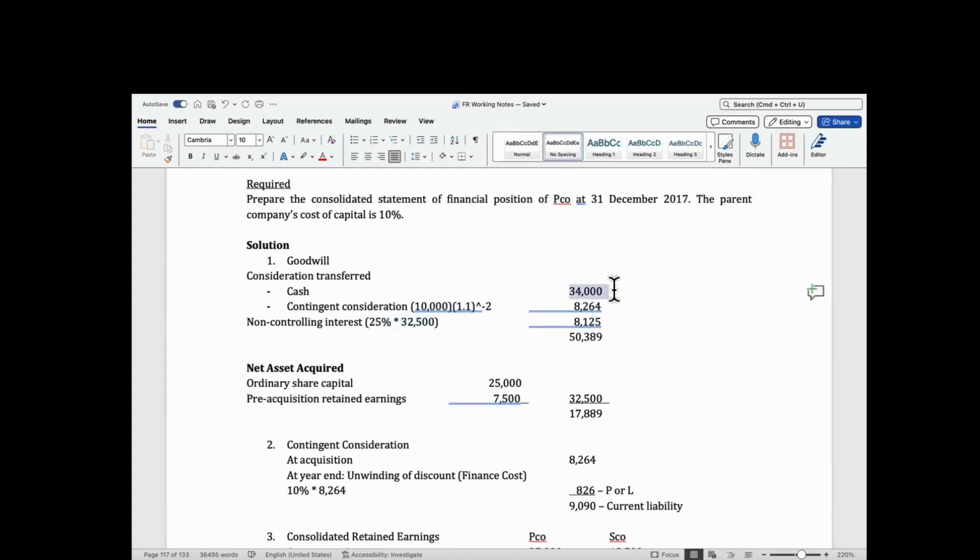So when I add this plus this plus this, I get 5389. I compare it with the net asset acquired. I have a goodwill of 17,889.